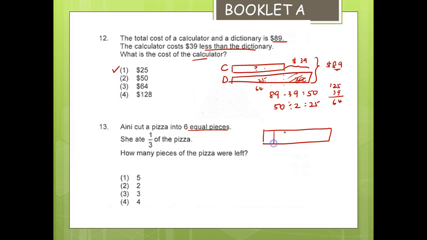So I have 6 equal pieces. 1, 2, 3, 4, 5, 6. She ate 1/3. So 6 pieces, she ate 1/3. How many pieces of pizza were left? What is 1, 2, 3, 4? 4 pieces. Because 1/3 equals 2/6, right? So 6 minus 2/6 gives you 4/6.